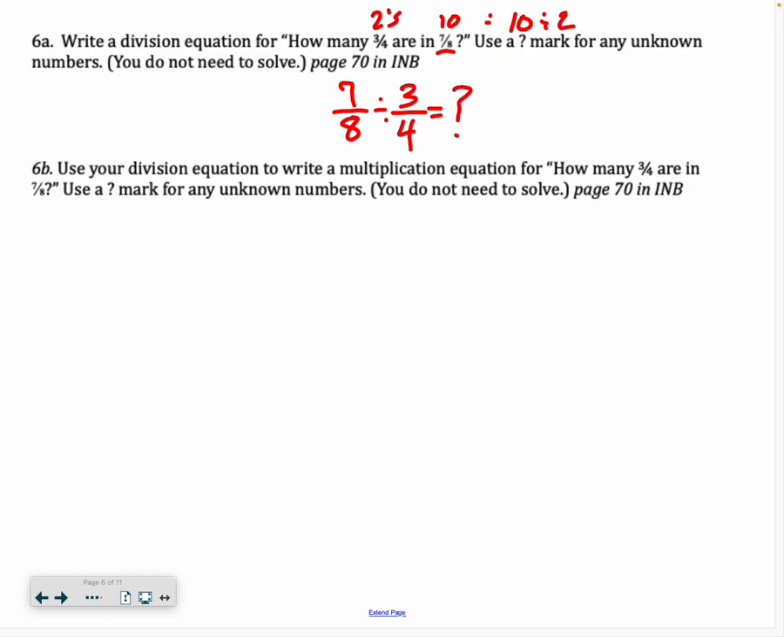6b, use your division equation to write a multiplication equation for how many 3/4 are in 7/8. Use a question mark for any unknown numbers. So I'm just writing this division equation backwards. So I'm going to start at the end with the question mark. I'm going to multiply that by my second number, 3/4, and that should equal 7/8. We've done that a lot in the unit. Hopefully those were 2 quick review questions for you.